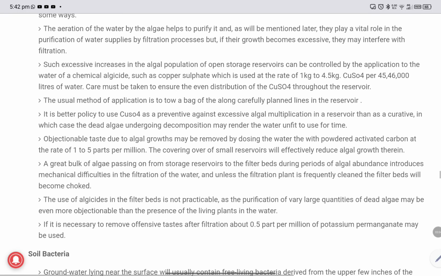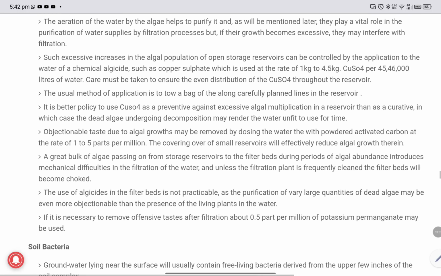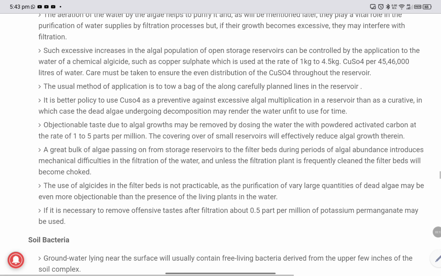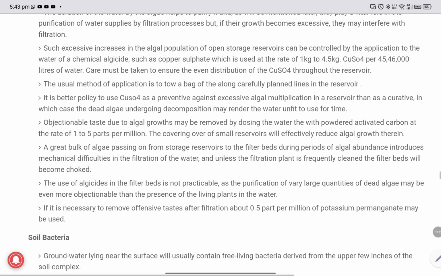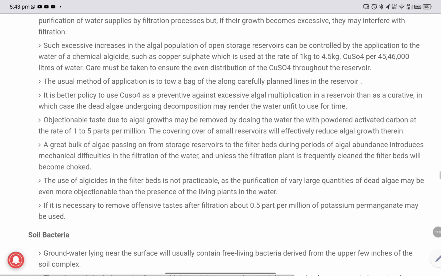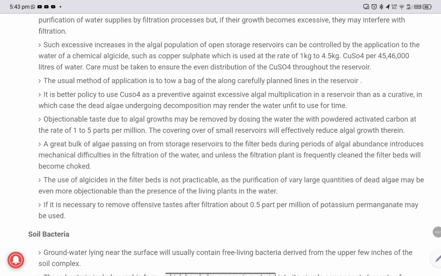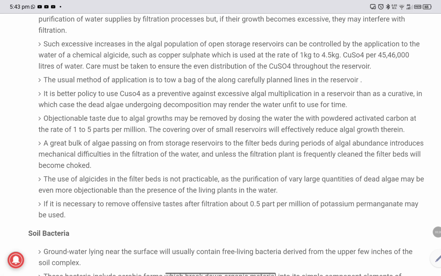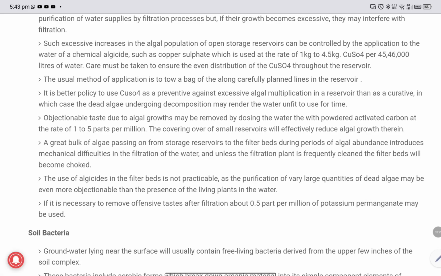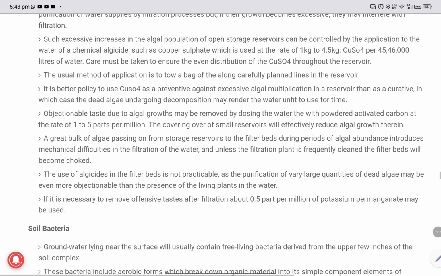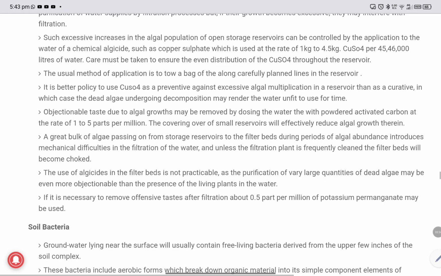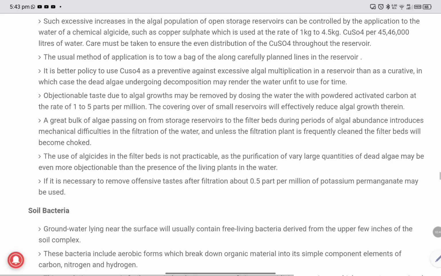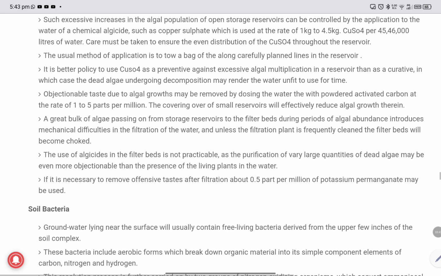Such excessive increases in the algae population of open storage reservoirs can be controlled by the application to the water of a chemical algicide, such as copper sulfate, which is used at the rate of 1 kg to 4.5 kg CuSO4 per 4,546,000 liters of water. Care must be taken to ensure the even distribution of the CuSO4 throughout the reservoir. The usual method of application is to tow a bag of the CuSO4 along carefully planned lines in the reservoir.